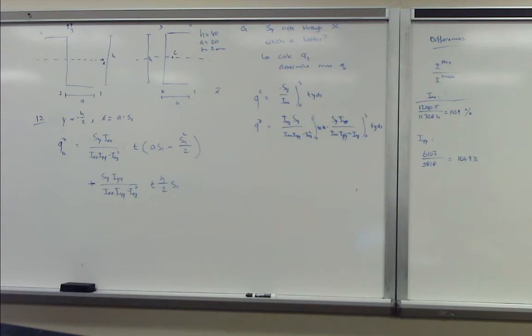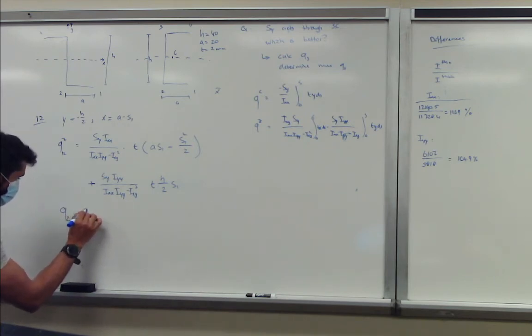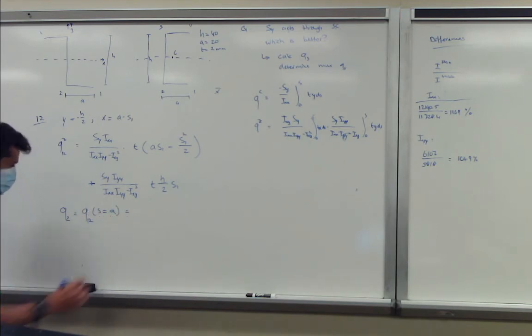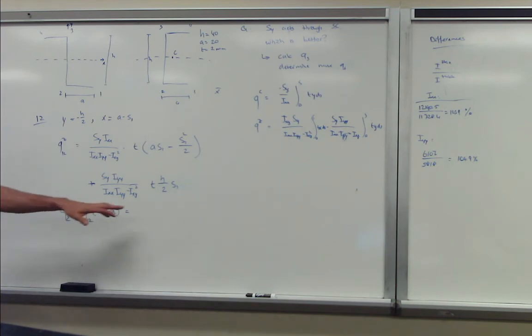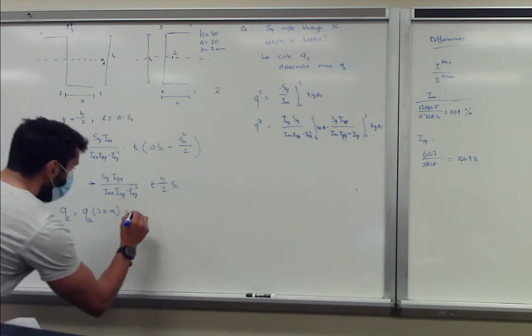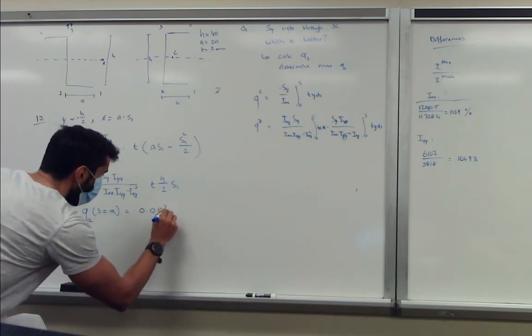And before we can calculate segment 2, 3, we have to evaluate at point 2. So what we say is that the shear flow at point 2, so Q2, is equal to Q1,2 evaluated at s is equal to a. So we plug in s is equal to a, so 20 millimeters. We have all these numbers given, Sy is still unknown, so we can calculate where that value will be, and that will be equal to 0.0107 Sy.